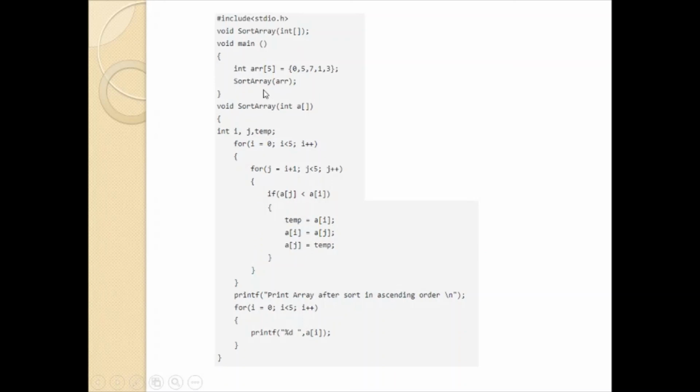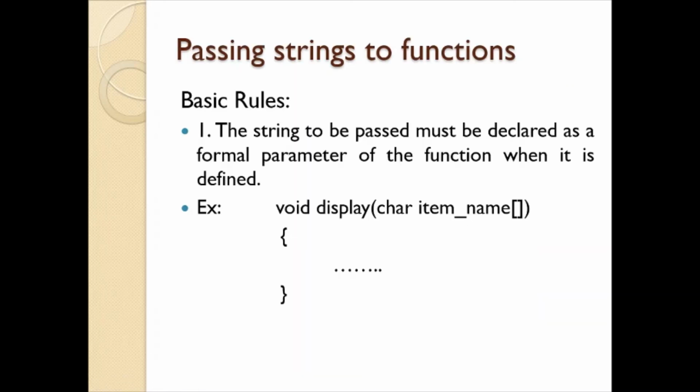So this is how we can pass an array to a function. Here you can see that in the function call you have used only the array name. In the function declaration you have used only the type. Next, in the function definition you have used the array name along with the subscript. So this is about passing an array to a function.